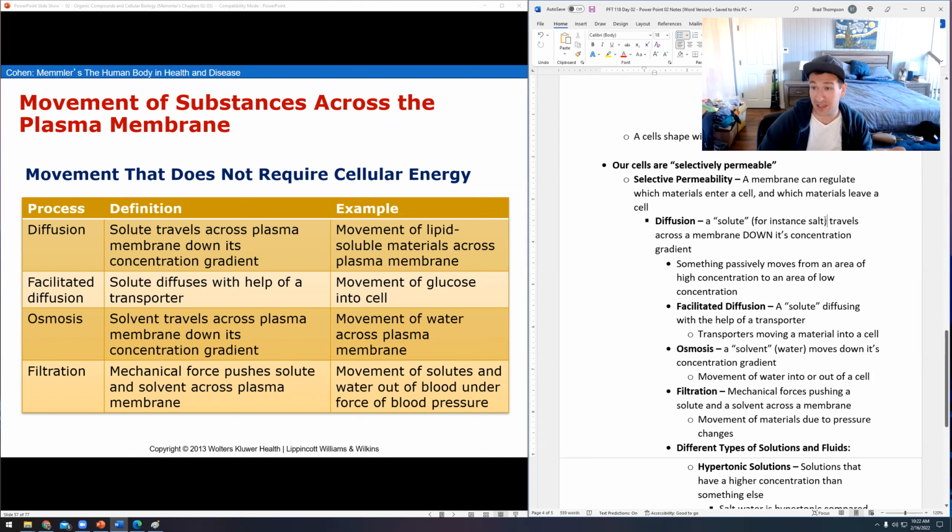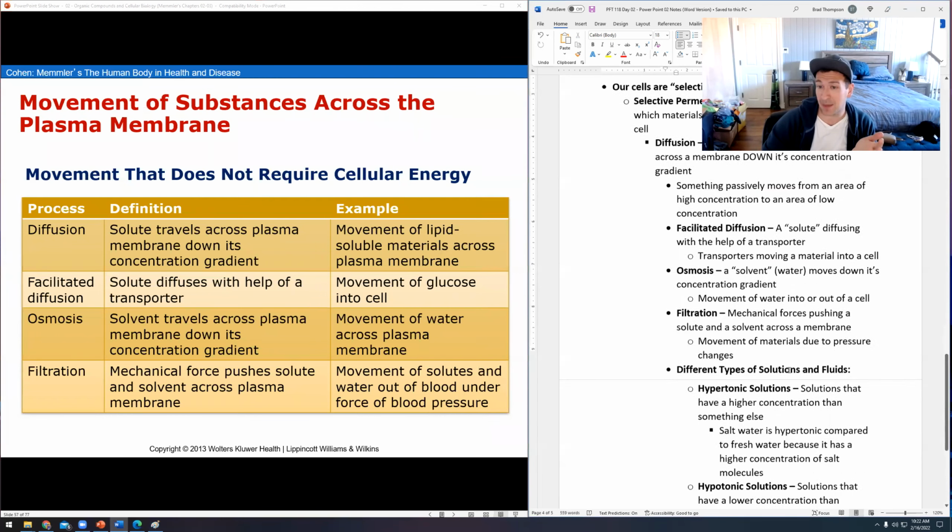Salt, sodium, potassium, right? Those things are going to move away from where the concentration is. That's why potassium moved this way, because there was very little potassium. That's why sodium moved this way, because there was very little sodium. So something passively moves, that's diffusion.